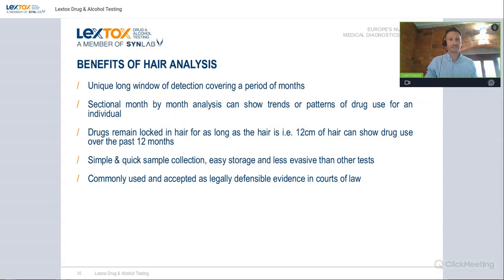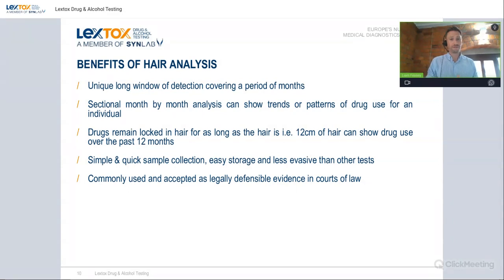So the benefits of hair testing is that in a single test, we can cover a long period of time. So we can go back a number of months as opposed to the days or weeks that oral fluid analysis can provide. And the sectional analysis of scalp hair can really provide a trend or a pattern of drug use from that individual over a period of time. So we can see whether that's increasing, decreasing, intermittent, or we can then relate it back to the donor's declaration of when they actually stopped using drugs to see that rapid decrease in the months following use.